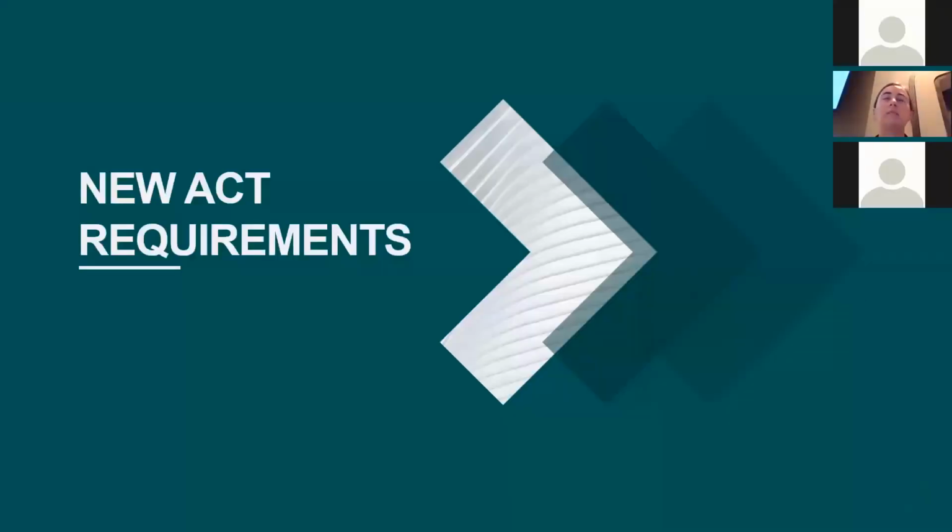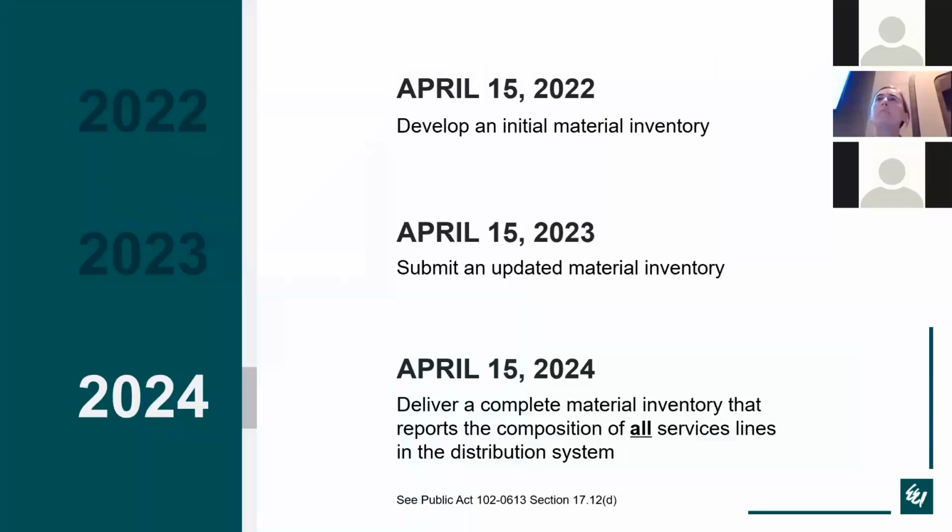Now let's get into the details of the new act requirements. The act starts off with some key dates. In April of next year, 2022, we'll need to develop an initial material inventory. In 2023, the next year, you'll submit an updated material inventory. And then finally, in April of 2024, you'll submit your complete material inventory. The key takeaway here is that it will identify all the materials in your distribution system.